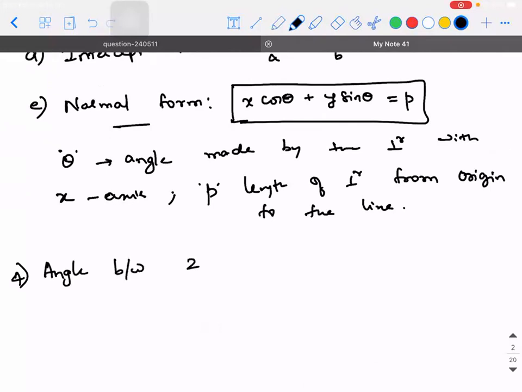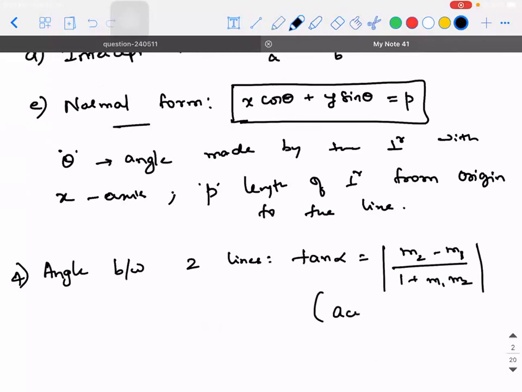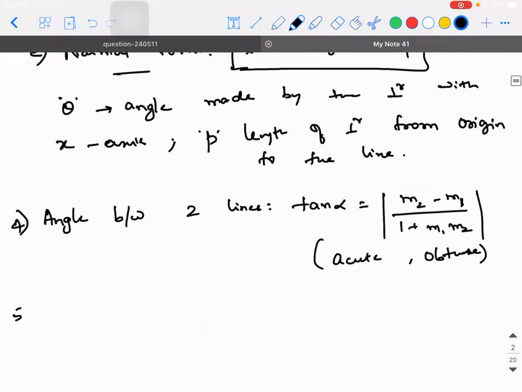Next is angle between two lines. How do you measure the angle between two lines? tan alpha is equal to m2 minus m1 divided by 1 plus m1 m2, within a modulus. So how many angles will you have? You will have two angles, one is acute angle and the second is obtuse angle. So when you're reporting the angles, you need to mention both.